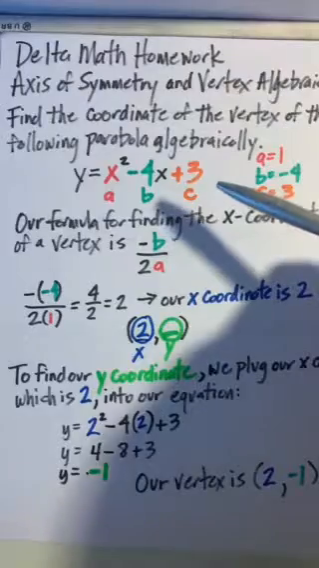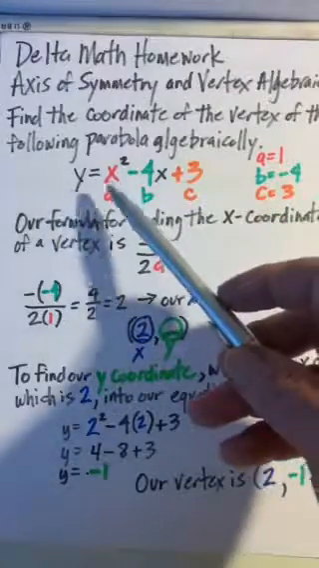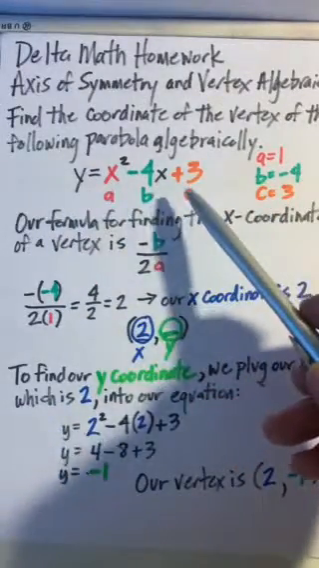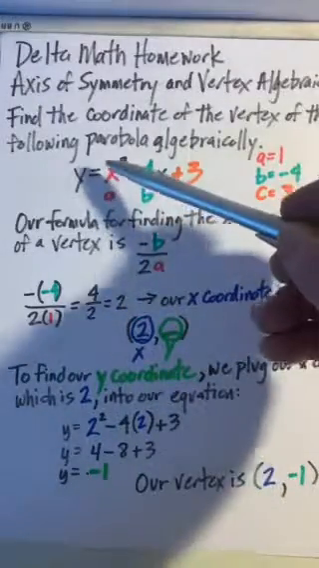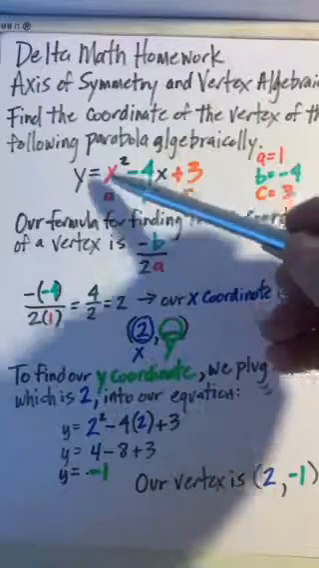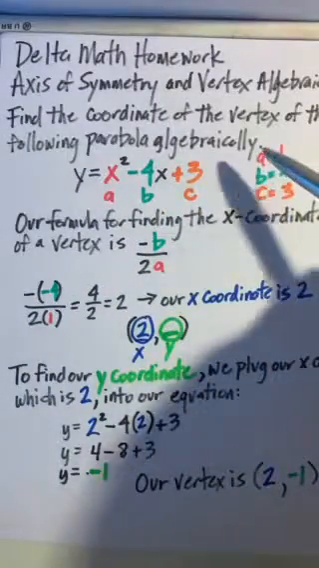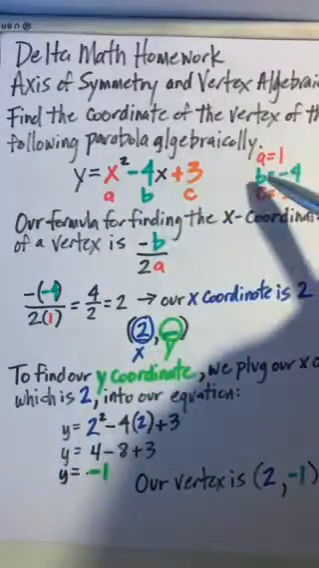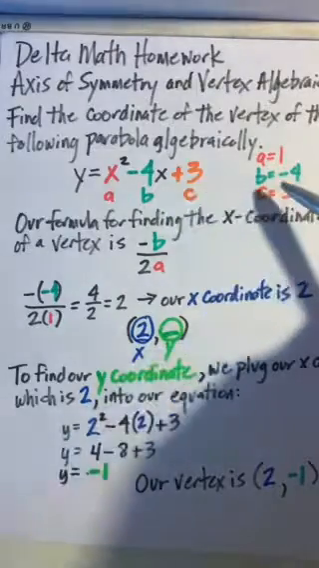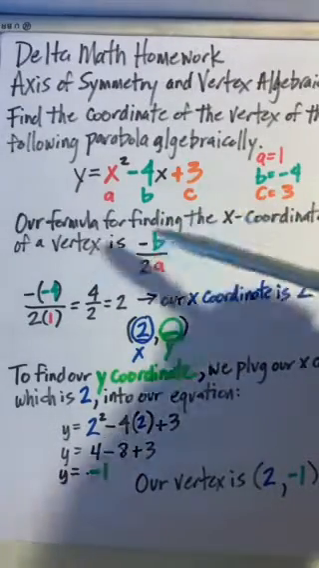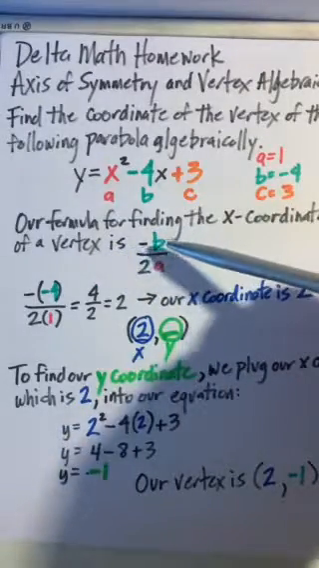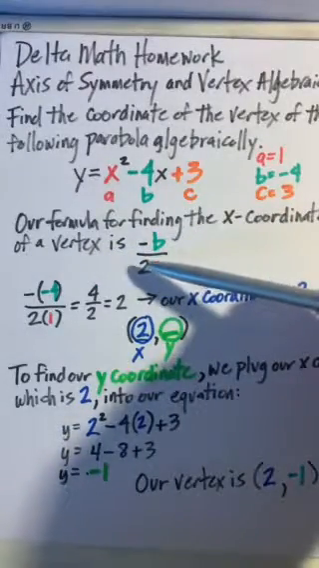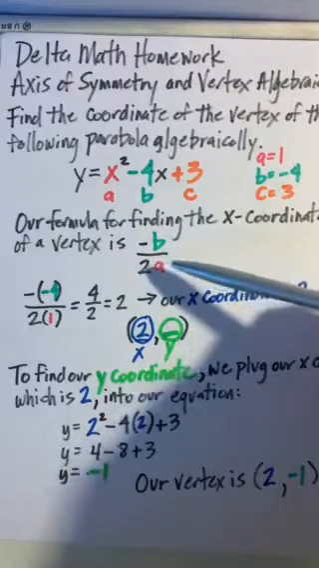Now remember, when we've gone over the quadratic formula, we've got an a, b, and c. Okay, so our a here is 1. Anytime there's an x by itself, you just assume there's a 1 beside it. So a equals 1. Our b is negative 4, and our c is 3. Now our formula for finding the x-coordinate of a vertex is negative b divided by 2 times a.